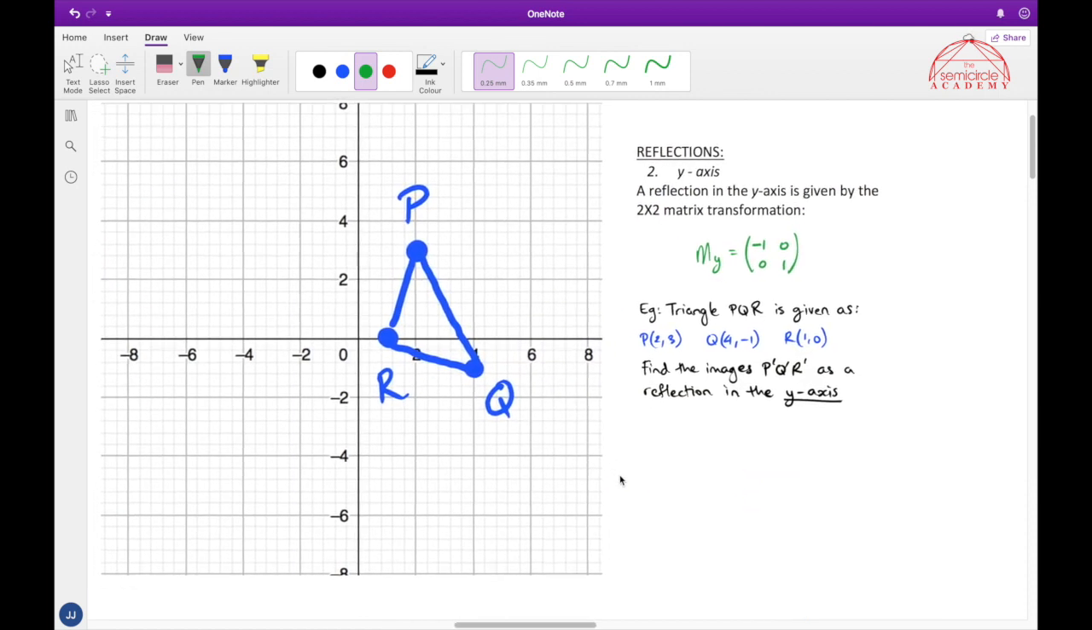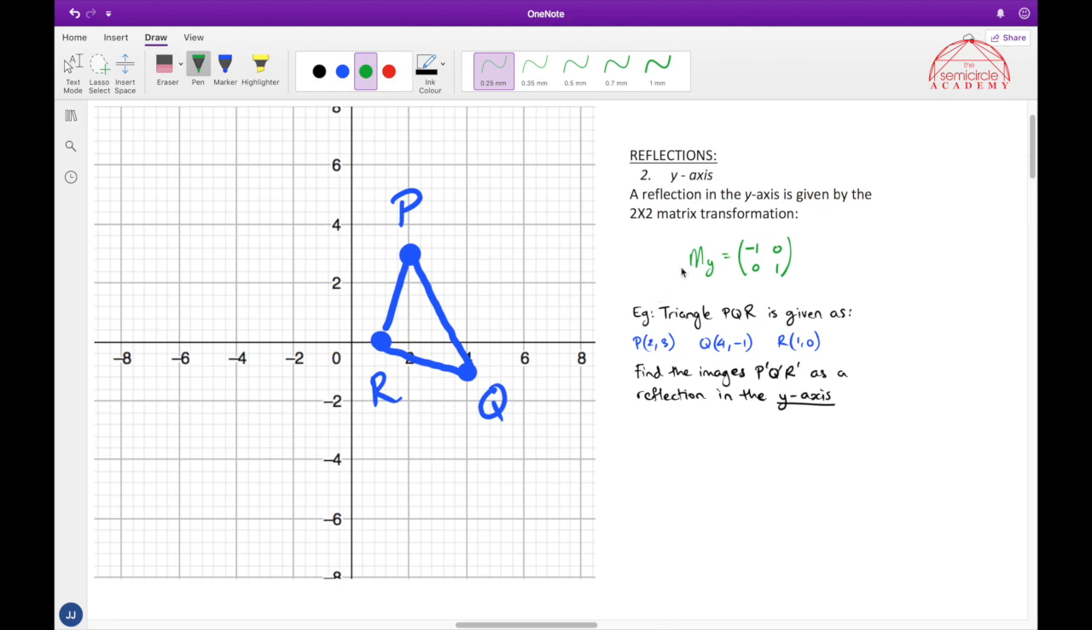Now let's check out the second part of reflections, and we are talking about a reflection in the y-axis. The reflection in the y-axis is given by my this time, and it is -1, 0, 0, 1. Similarly for the example, if I was to have a triangle PQR, very crudely drawn, we are just drawing sketches to get an idea of what these things look like. And we have to find the image P prime, Q prime, R prime as a reflection in the y-axis.